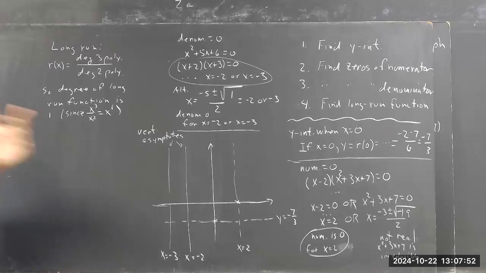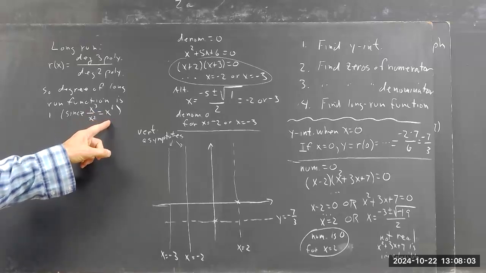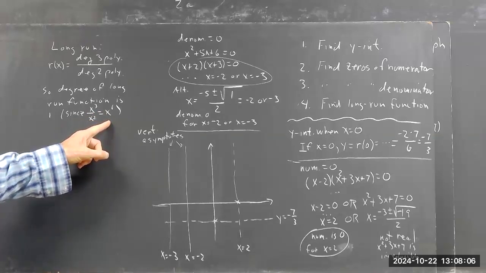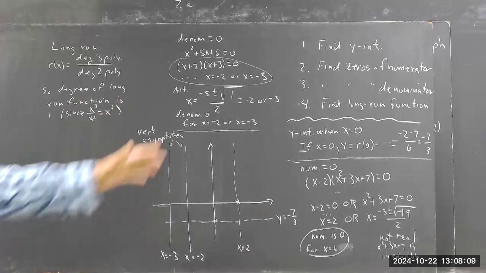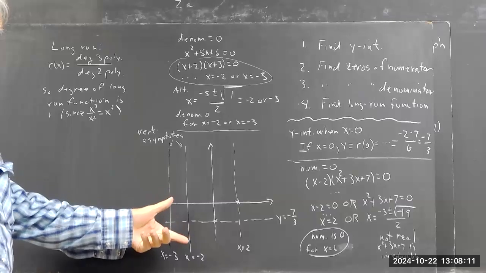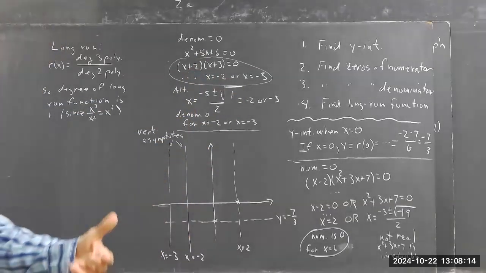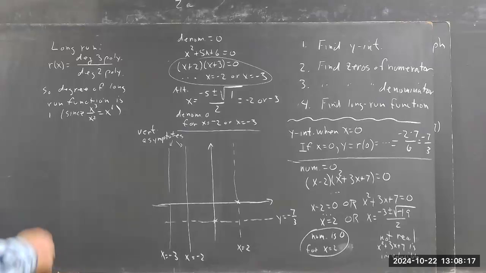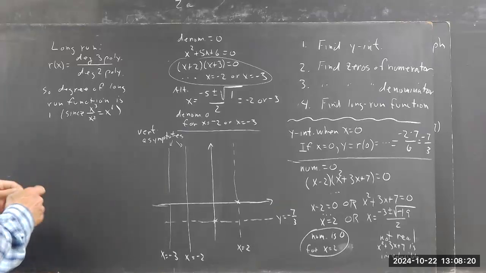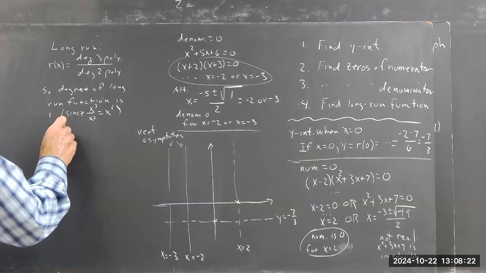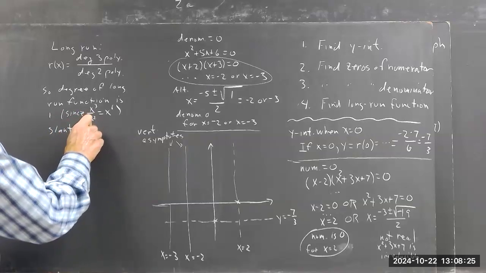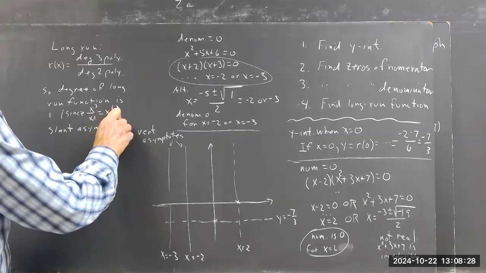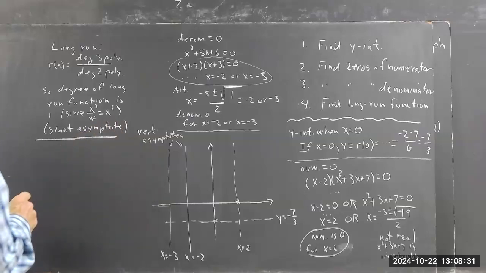Now, it might be a negative multiple of x to the 1 or a positive multiple of x to the 1. Okay? It might have a y-intercept other than 0. So it's not actually the y equals x function, but it's going to be of degree 1. So there's going to be some straight line here that this thing is asymptotic to. You call that a slant asymptote.